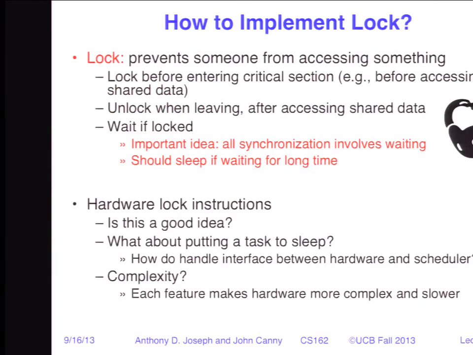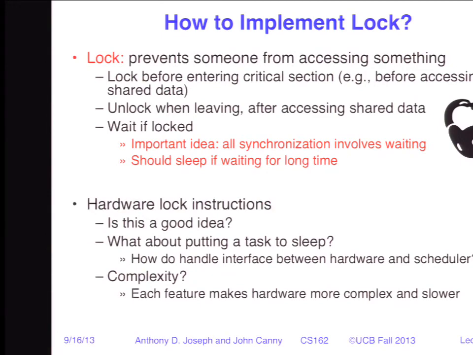So how are we going to do that? Remember, a lock is something that prevents someone from accessing something. We lock before we enter the critical section, before we access this data that's shared. When we're done accessing that shared data, we simply unlock. Right? And if you encounter a locked lock, then you wait. Again, if we're going to wait a long time, we should sleep. We should not be busy waiting. So our implementation of lock should not simply say, oh, if the lock is busy, then do a while loop. Because that's wasting CPU. And ironically, if we only have one single CPU, that's keeping the other thread from running, because we're holding the CPU and just sitting there spinning.